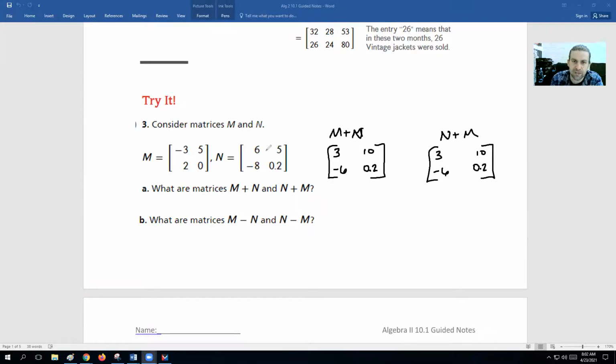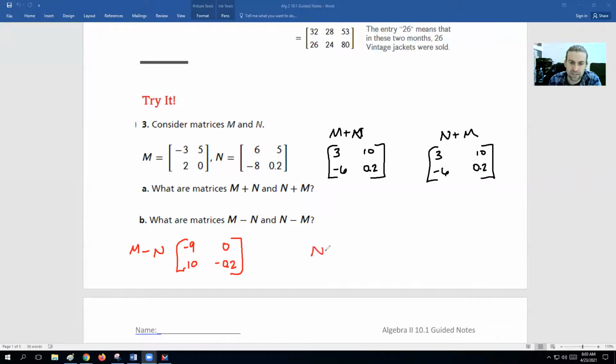What we have to watch out for is subtraction. If we have M minus N, we're going to take matrix M and subtract the elements of matrix N. So -3 minus 6 is -9. 5 minus 5 is 0. 2 minus -8 is 10. And 0 minus 0.2 is -0.2.